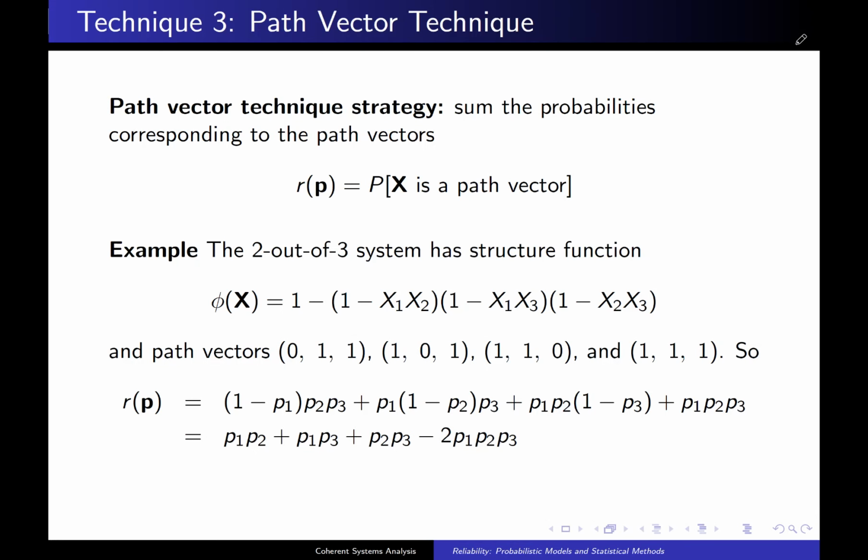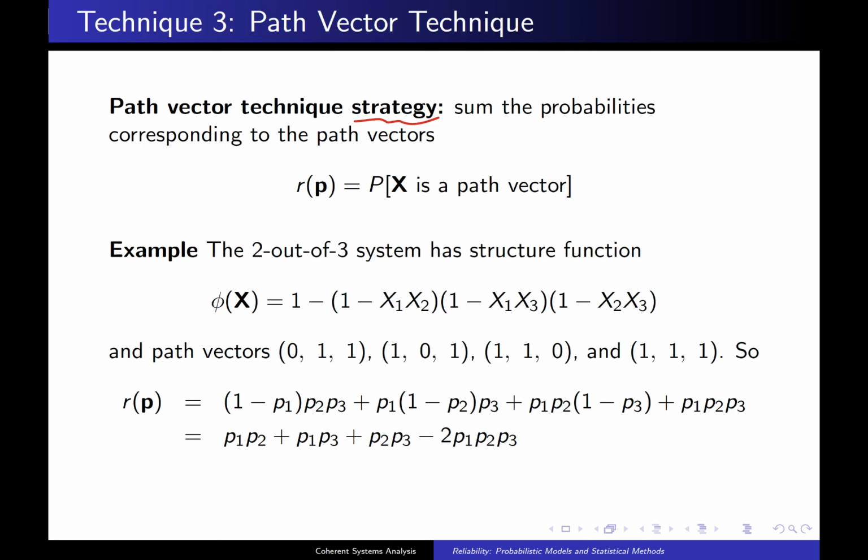From the first two techniques, that is, the definition of R of P and the expected value of phi of x, you might conclude that all you need to do in order to write down a reliability function is just take the structure function and replace x sub i with p sub i. That's not the case, and you'll see why here in the third technique, which is known as the path vector technique.